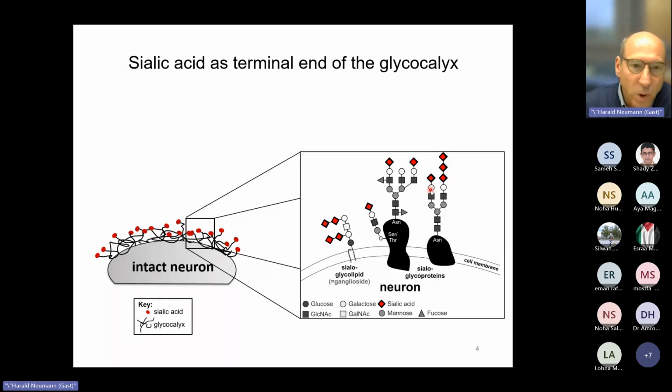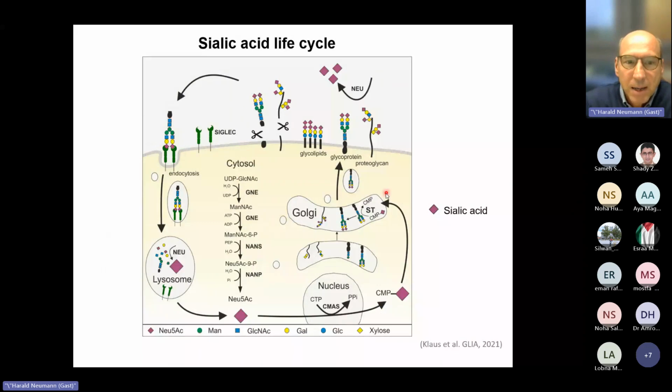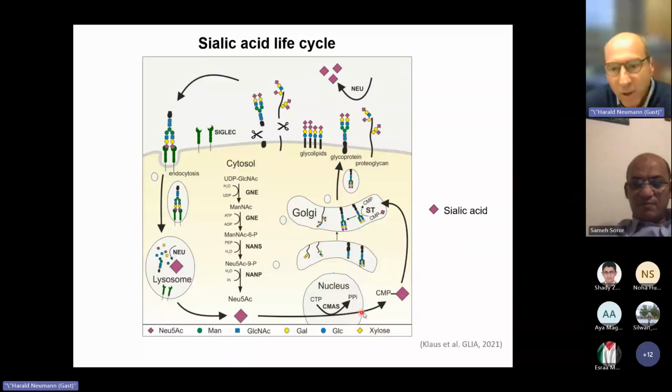So where is sialic acid coming from? It's either taken up from outside, from other glycocalyx sugar proteins, and then removed by neuraminidases, and then it's activated in the nucleus by a CTPase, and then you have CMP sialic acid. The CMP sialic acid is attached to the lipids and the proteins by specific sialyltransferases, and then they are transported to the cell surface.